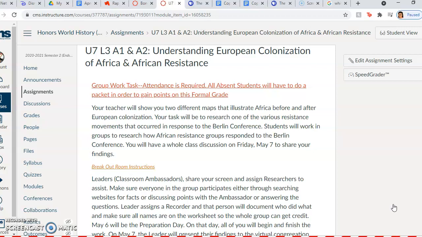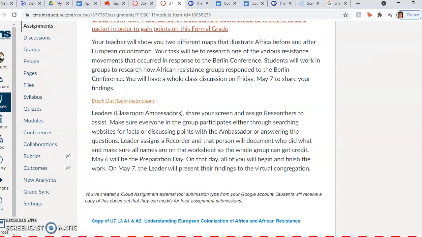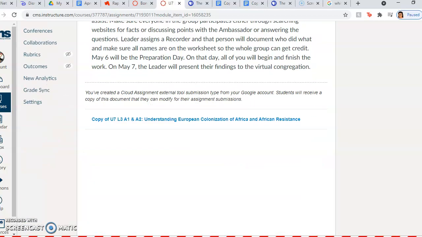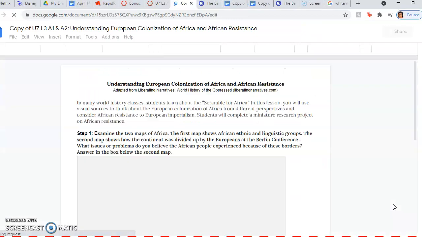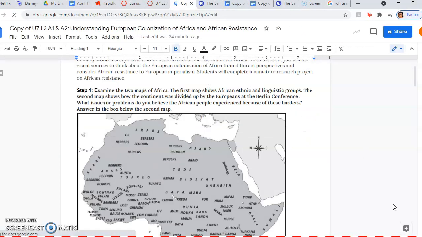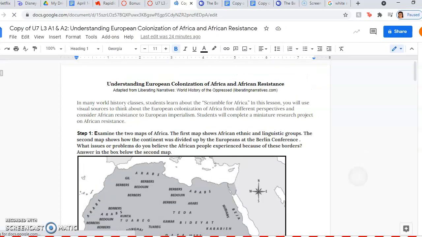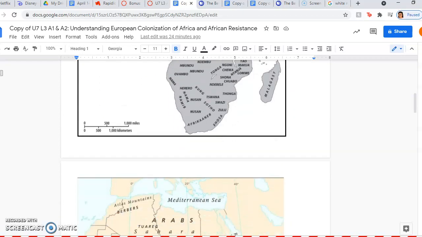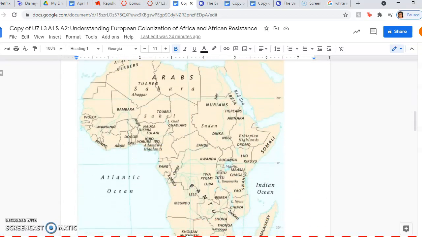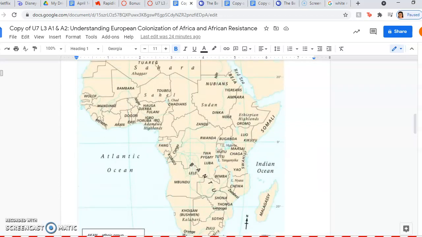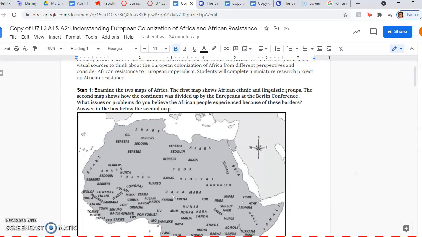So I didn't want you to just think that the African people just allowed this to happen. You are going to study these 2 maps on the Scramble for Africa in your groups. Leaders, classroom ambassadors, you are going to pick recorders and researchers, and you are going to answer these questions together. Type your responses here. The questions are embedded above, like step 1, what issues do you believe the African people experienced at the border? And then you go down to the second one.